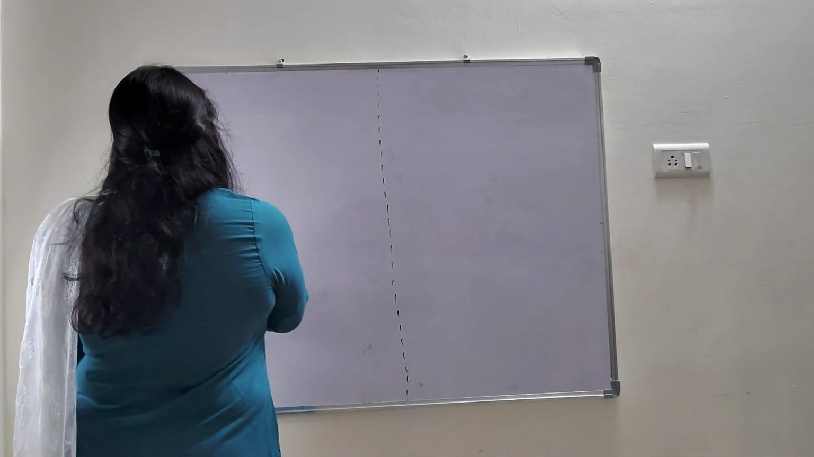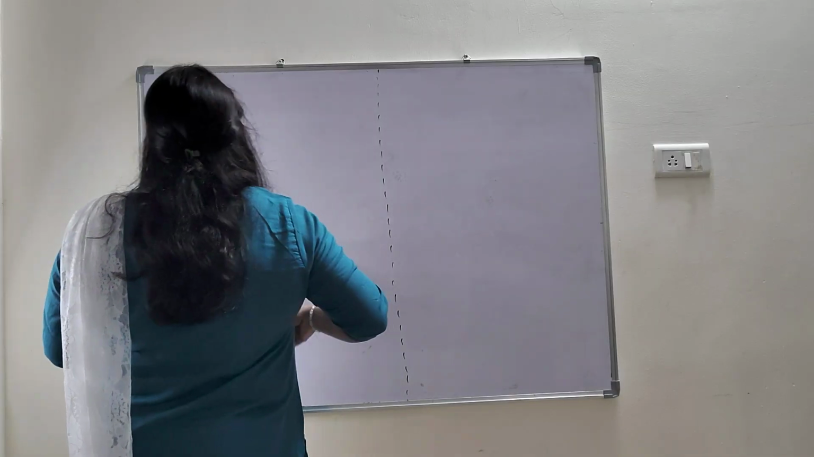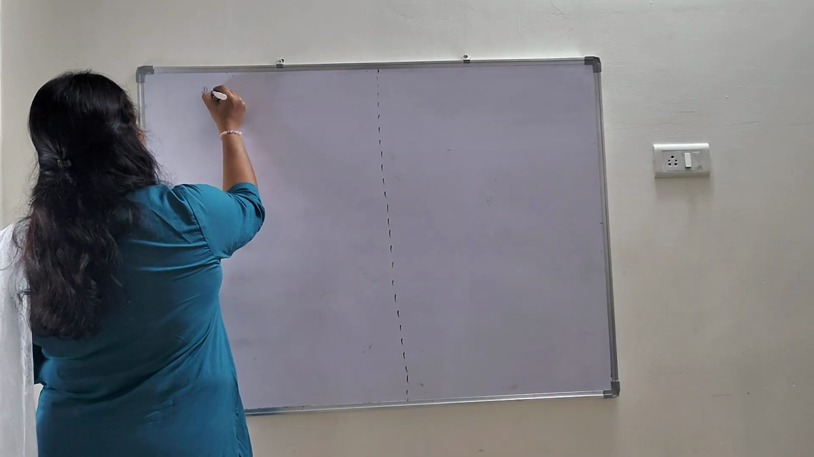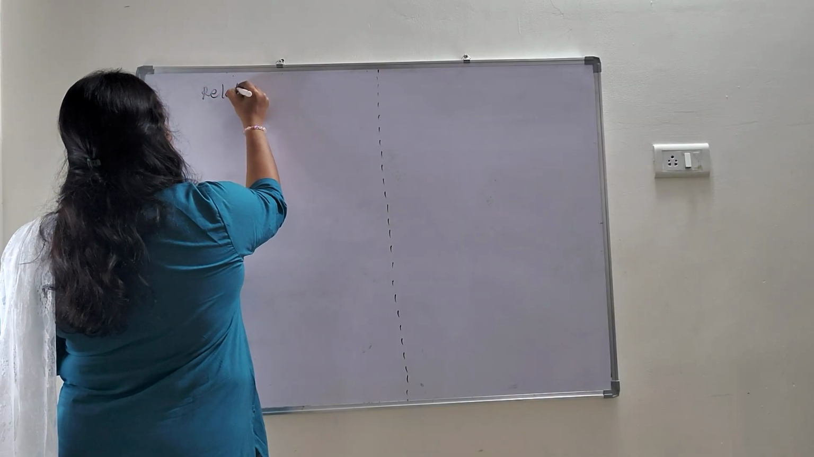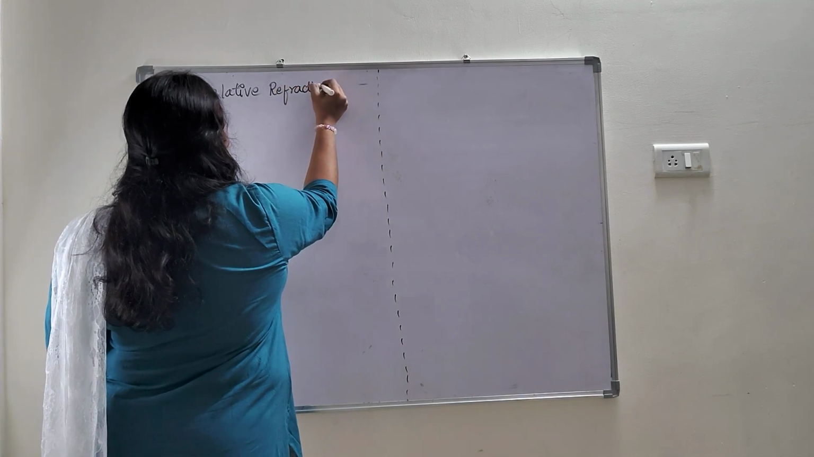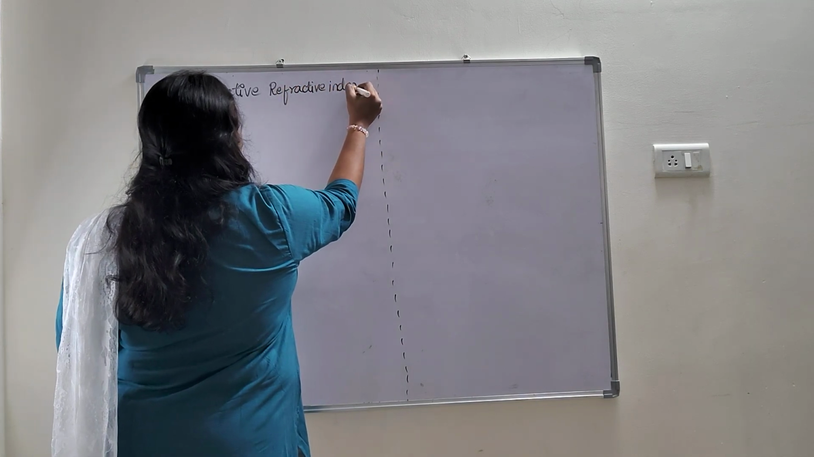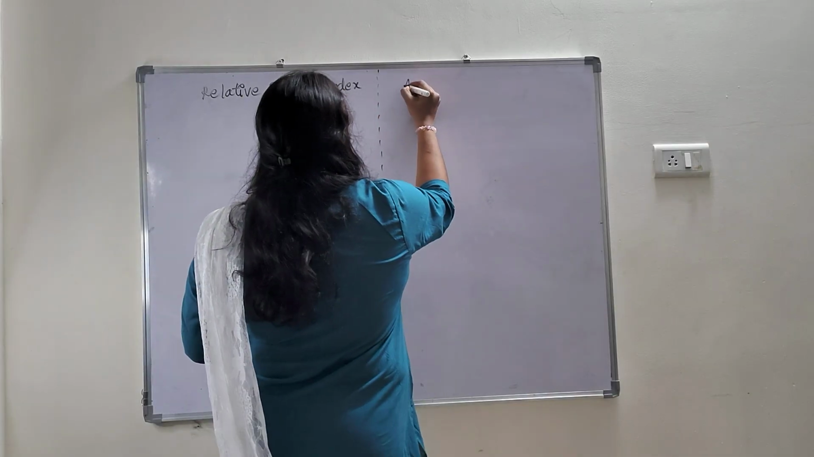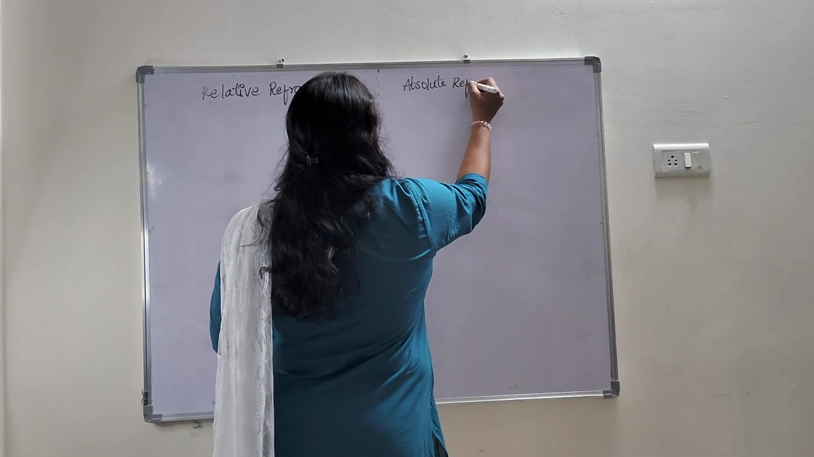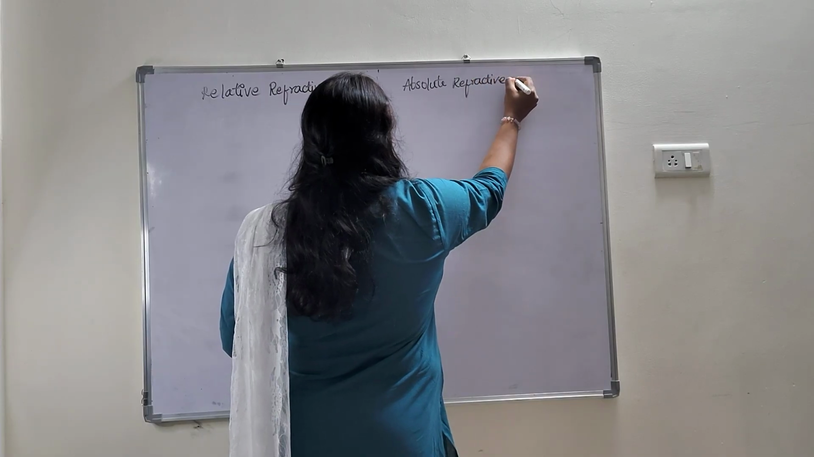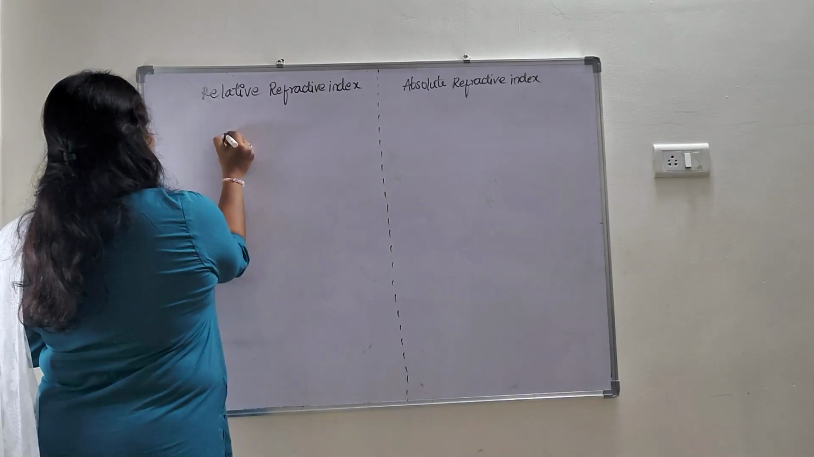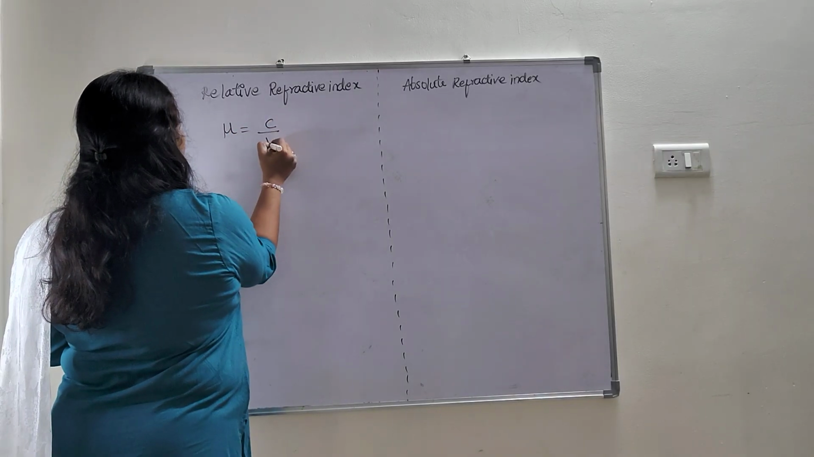This refractive index is classified into two types: relative refractive index and absolute refractive index. So the relative refractive index is given as mu equals C by V.